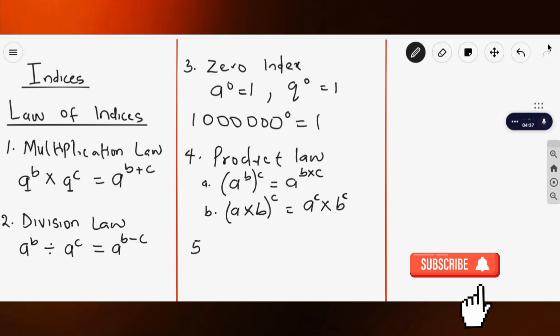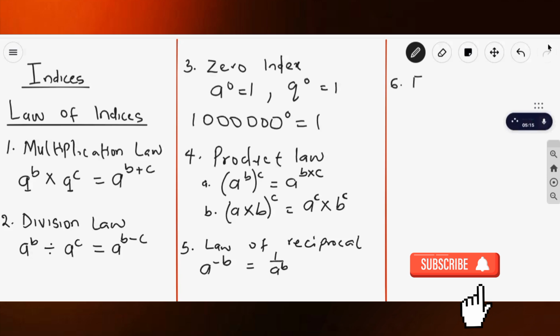Then the fifth law we have is the law of reciprocal. It says when you have a base raised to a negative power, then you have the inverse of the base raised to the positive power.